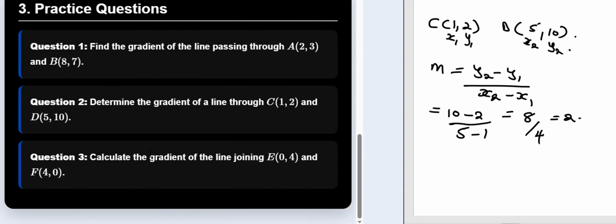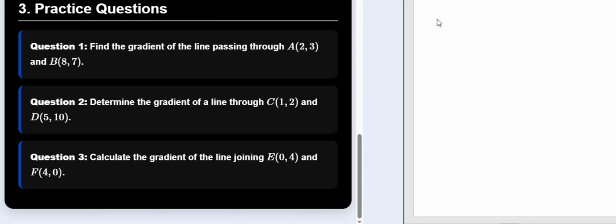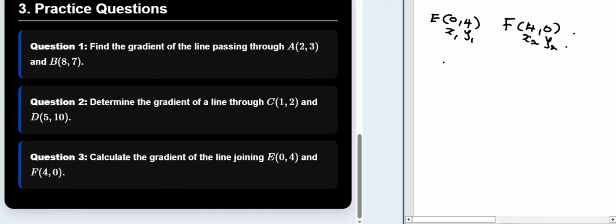Can you try question 3? Well, can we also try together? We have 2 points, which is E given by 0, 4 and F given by 4, 0. So in this case, x1 is 0, y1 is 4, x2 is 4, and then y2 is 0.